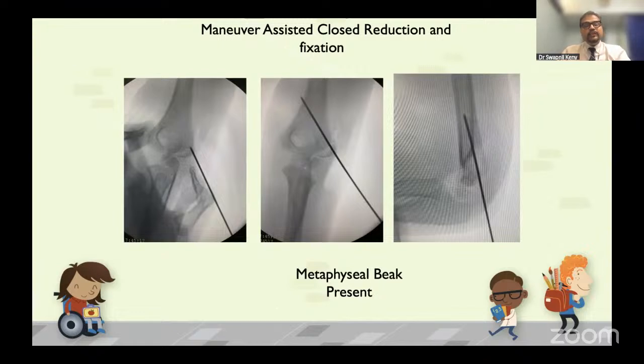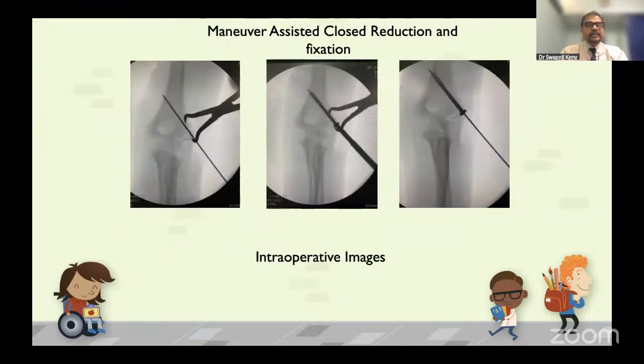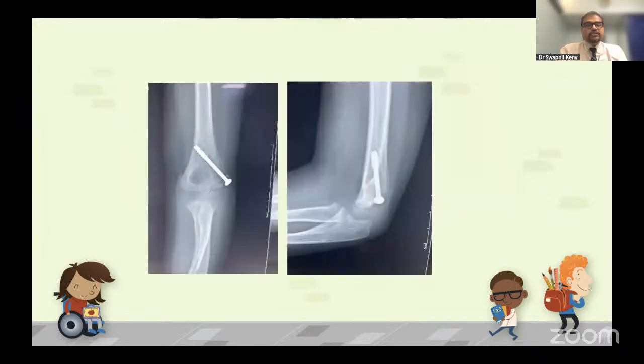Once I was sure that I'm getting a reduction, I put a guide wire across the fracture from posterior to anterior, got a good hold of the cartilaginous fragment. And once I did that, I held this while drilling with the help of a reduction forceps. And once that was done, I put my screw across it, and that gave me a good amount of compression. Now, this is a very good near anatomical reduction.